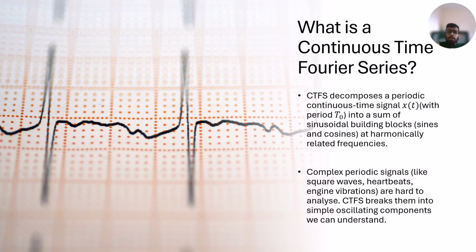CTFS decomposes a periodic time domain signal, say x of t, with period T, into a sum of sinusoidal blocks like sine and cosine. Why do we need to break down that signal? Because complex signals in real life, like heartbeats and square waves, are really hard to understand with a time domain analysis. So what CTFS does is provide a frequency domain version of that signal, which helps us analyze the signals more effectively.